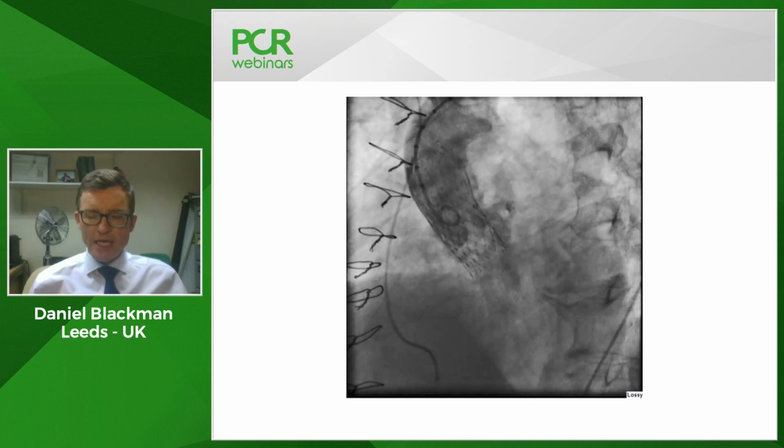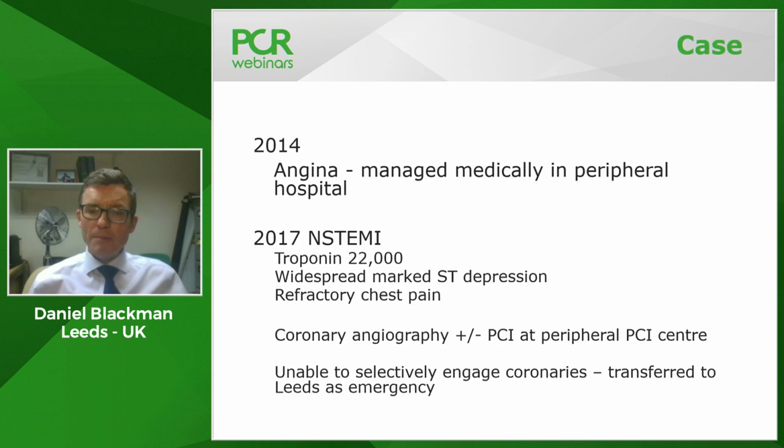But despite that, he did do well and was free of symptoms. His breathlessness resolved, and he remained well for 6 years until he developed some symptoms of exertional chest discomfort, which we were unaware of. But then in 2017, he presented as an emergency to a peripheral hospital with chest pain at rest, very marked elevation in troponin, and widespread marked ST depression. He had ongoing chest pain. He had immediate angiography in the peripheral hospital, but they were unable to selectively engage the coronary arteries. And he was transferred to Leeds as an emergency.